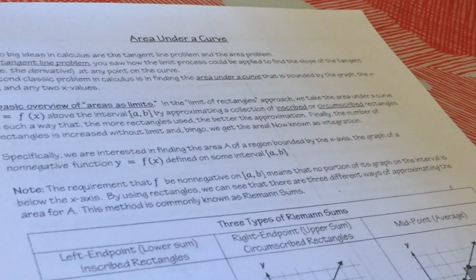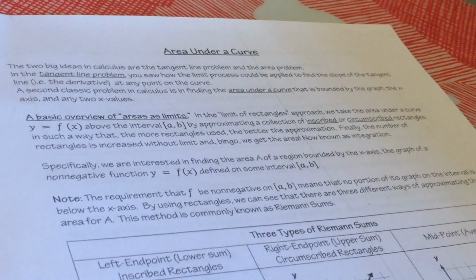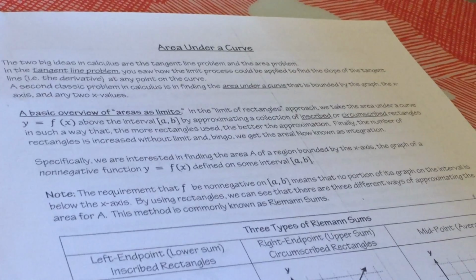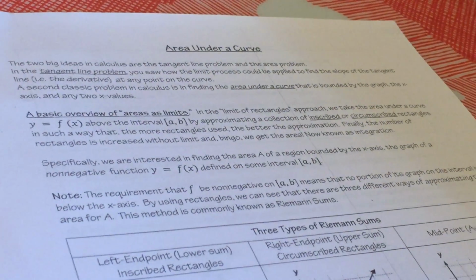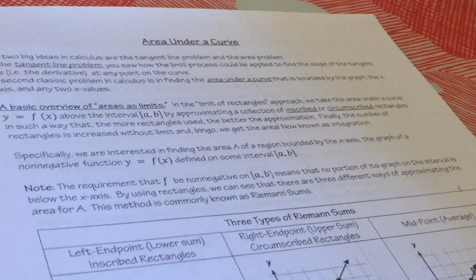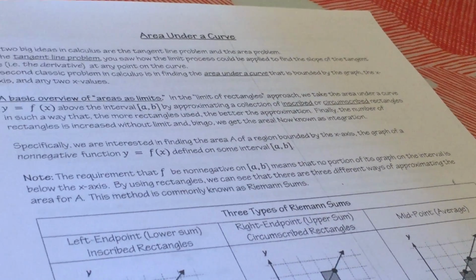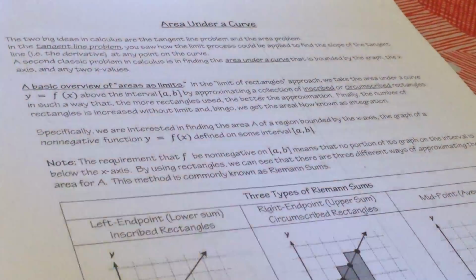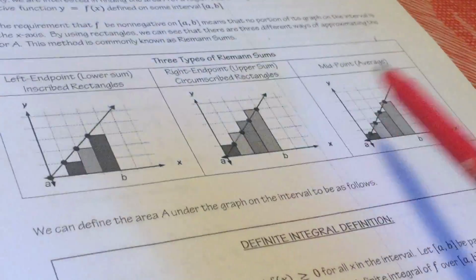On Friday, we had talked about the foldable that we were working on, which had a left sum, a right sum, and a midpoint sum. These are three types of Riemann sums, which deal with approximating rectangles underneath a curve and finding their area, and that's how you find the area underneath a curve. So you have the left one, which is your lower sum, the right one, which is your upper sum, and the midpoint, which is the average.